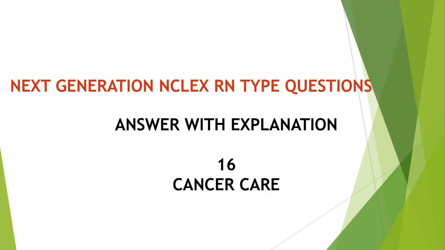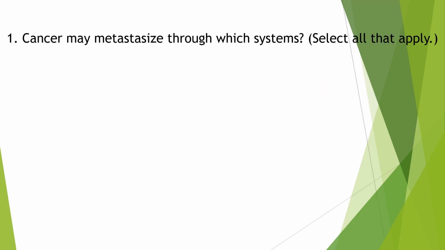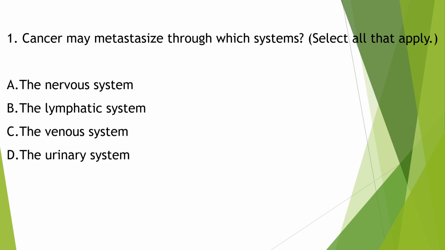Let's see an NCLEX RN video based on cancer care. Cancer may metastasize through which systems? Select all that apply. Nervous system, lymphatic system, venous system, urinary system. The answer is lymphatic system and venous system.